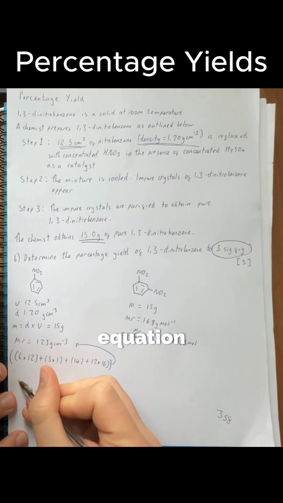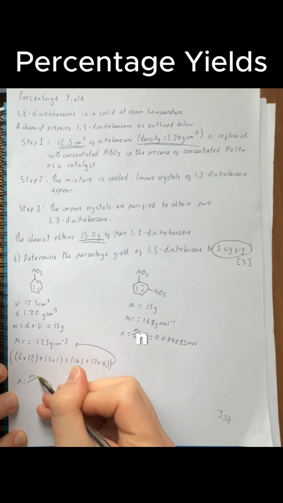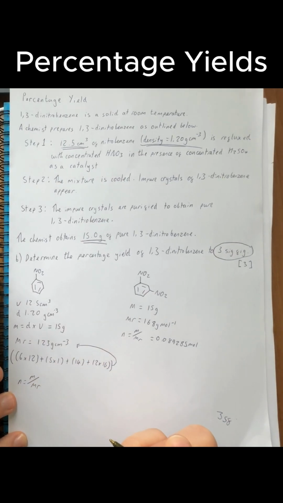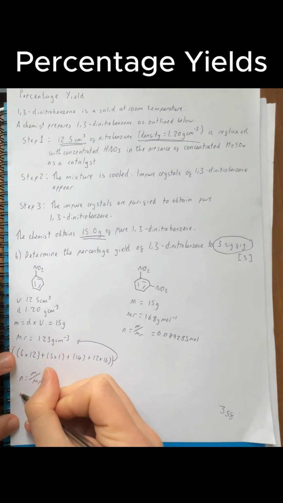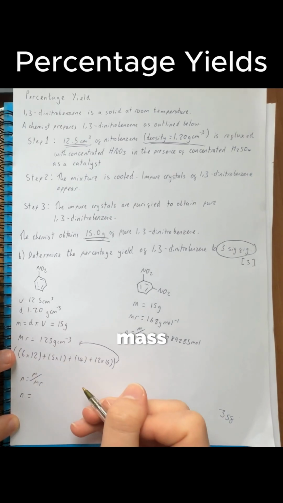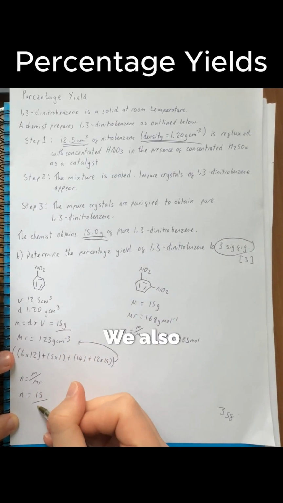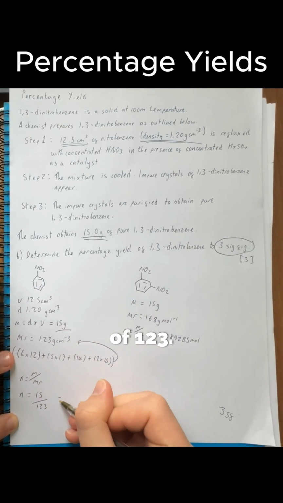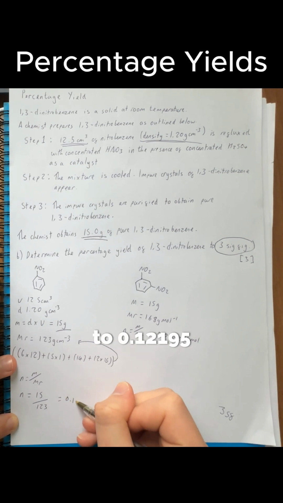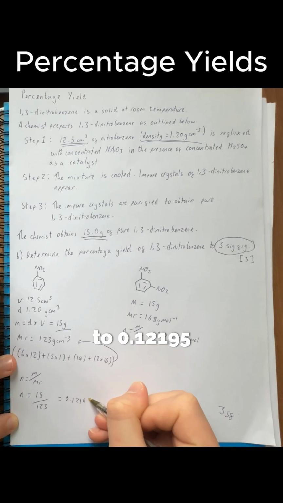Now we can use the same equation over here of n equals m over Mr, and m is equal to the mass, which we know and worked out up here is 15. The Mr we also found out of 123, and so this comes to 0.1295 moles.